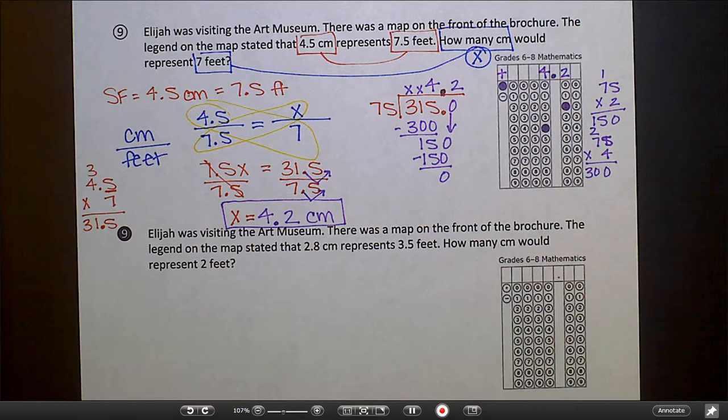I'd like you to go on to the shaded number 9 and then bring it to me to get a stamp. So please pause the video now.